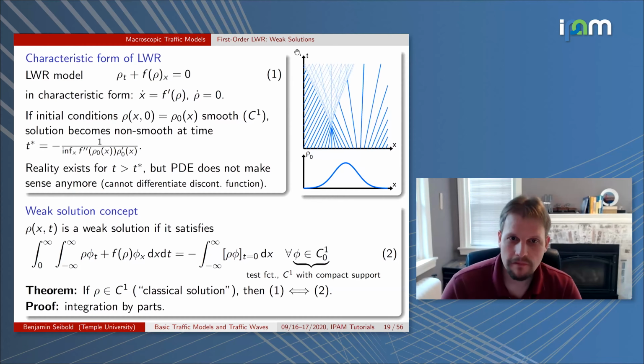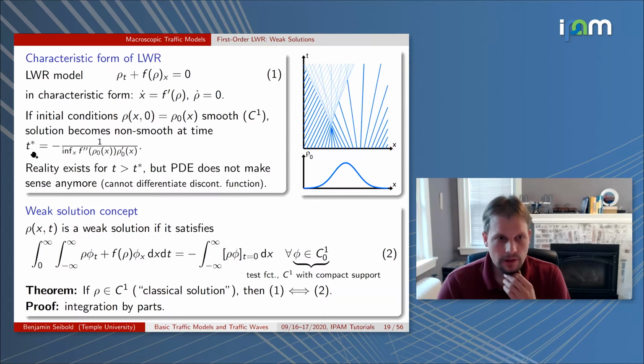So, first of all, if you start with a smooth initial condition, the first time of the wave breaking, of the breakdown, can be calculated as the first time the curves intersect. Reality exists beyond that time, as we said, so one needs to make sense of this. And one way mathematically to do it is that you introduce weak solutions.